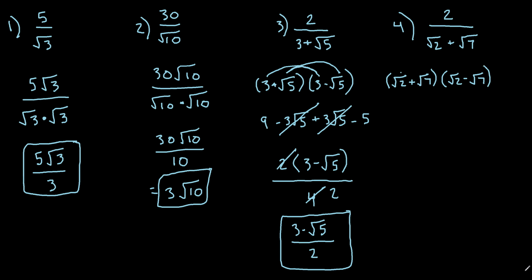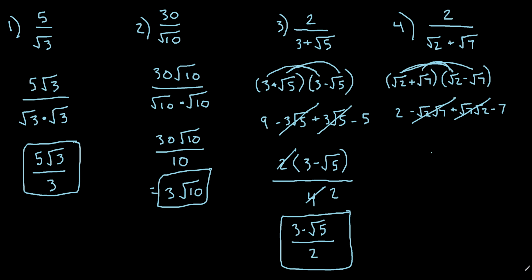And when we do that, we get square root of 2 times square root of 2 is just 2. Square root of 2 times negative square root of 7 is negative square root of 14. And then we have plus square root of 7 times square root of 2, plus square root of 14. And then we have square root of 7 times the negative square root of 7, which is just negative 7. So once again, these middle terms cancel out. That's the whole reason that we multiply by the conjugate, because it has this nice effect. And we're left with a 2 minus 7. So that's going to be a negative 5.